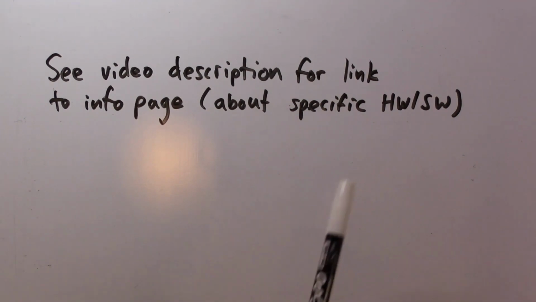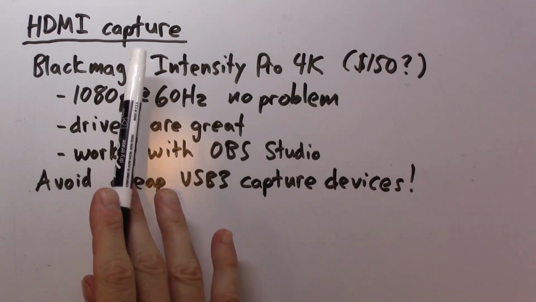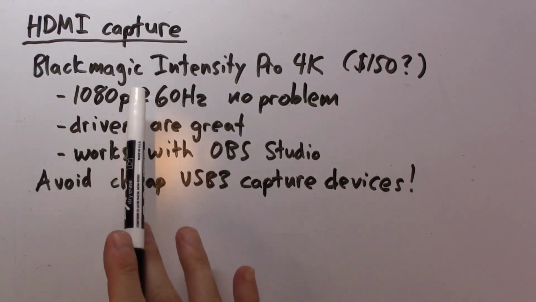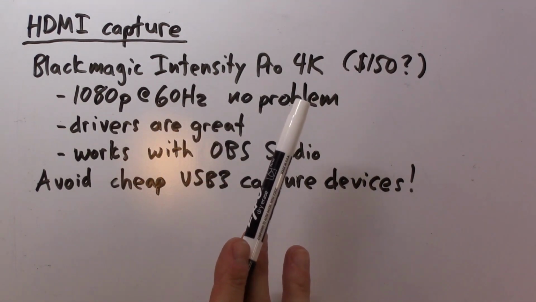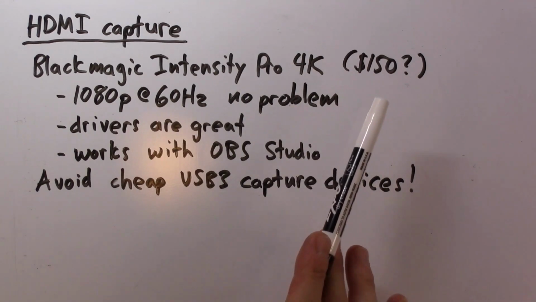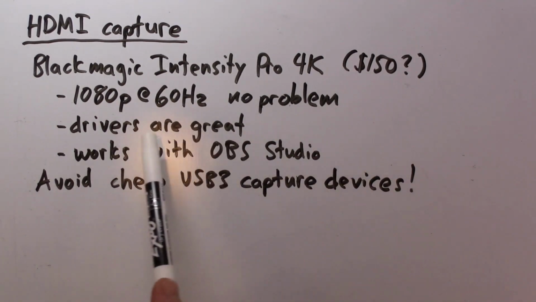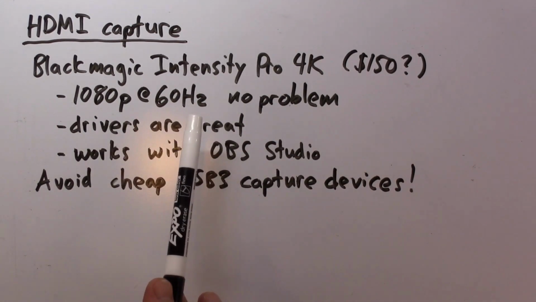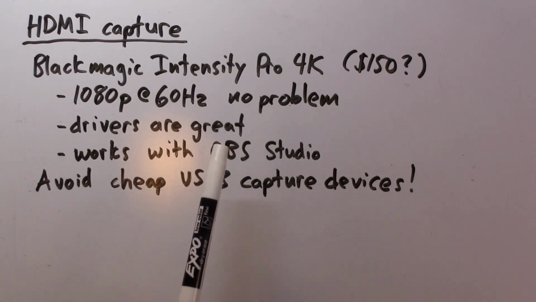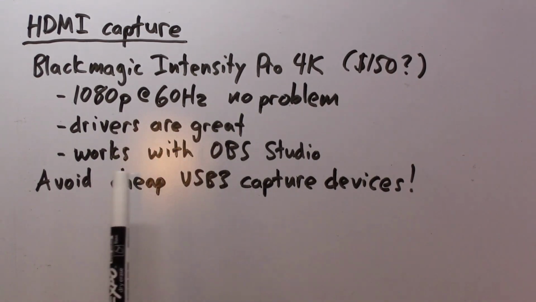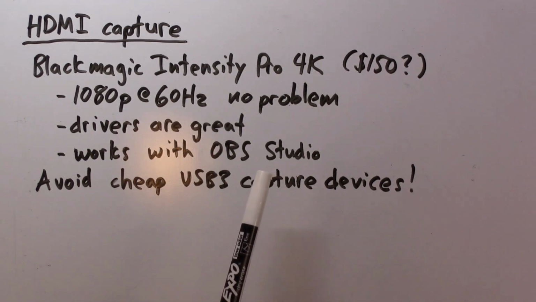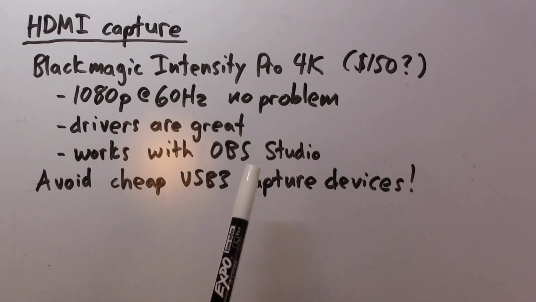The HDMI capture device I use is the Blackmagic Intensity Pro 4K, which is a PCI Express card. I got mine for about $150 used. You can get them new for $200. Basically, they're great. They'll capture 1080p video at 60 Hz, no problem at all. The drivers are great. Works with OBS Studio, which is the software I use for recording.